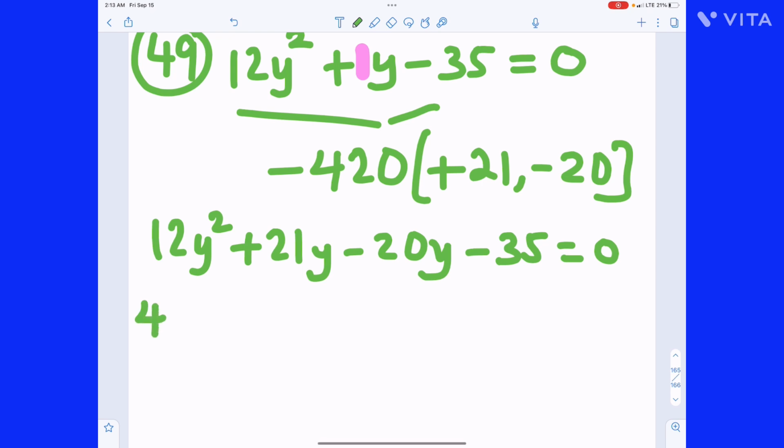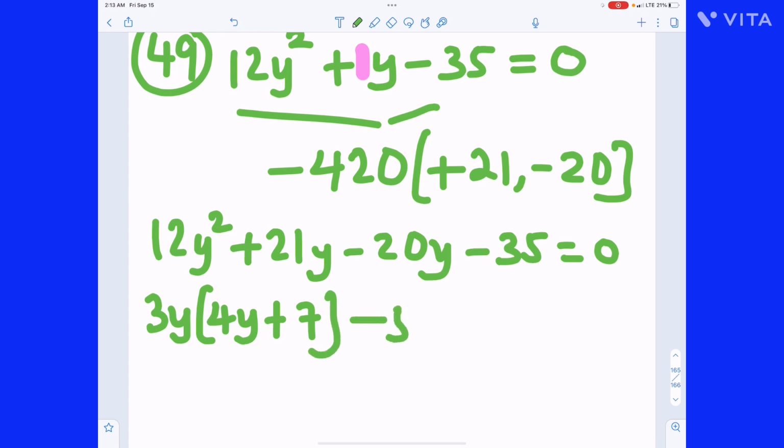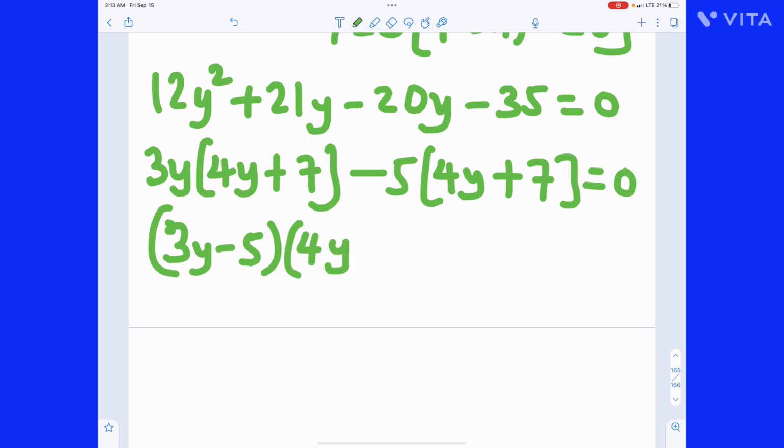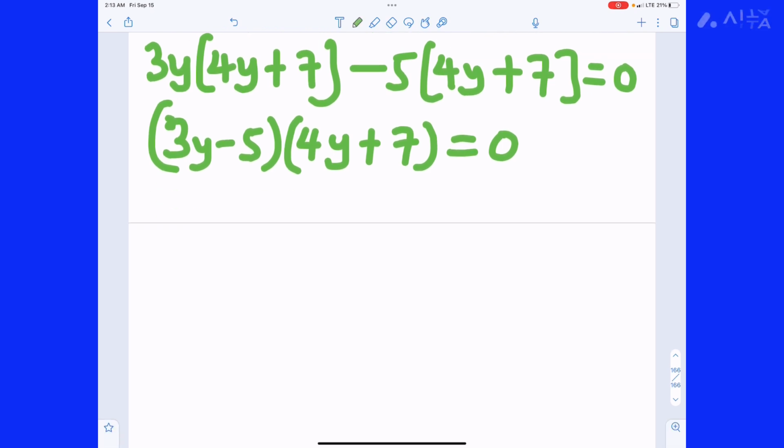What is the common factor here? It should be 3y: 3y, 4y plus 7. Then here, the common factor should be what? Minus 5, 4y plus 7 is 0. So we have our factors now. 3y minus 5 times 4y plus 7 is what? 0.